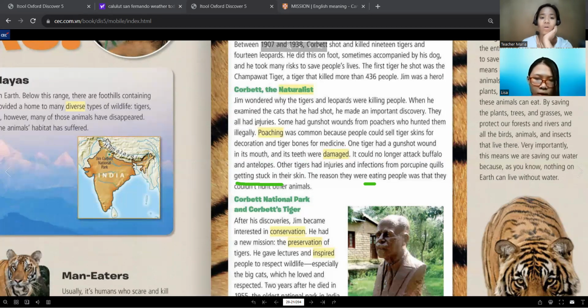Yes, all had injuries. Injuries is a wound, right? A damage in the body of a person or an animal. Meaning those animals have injuries. Where did those injuries come from? Any idea where those injuries came from?